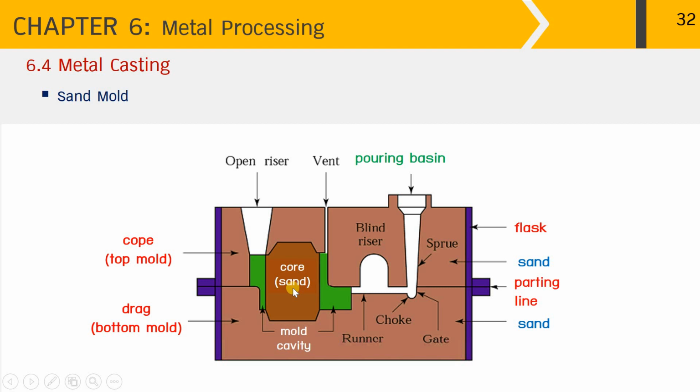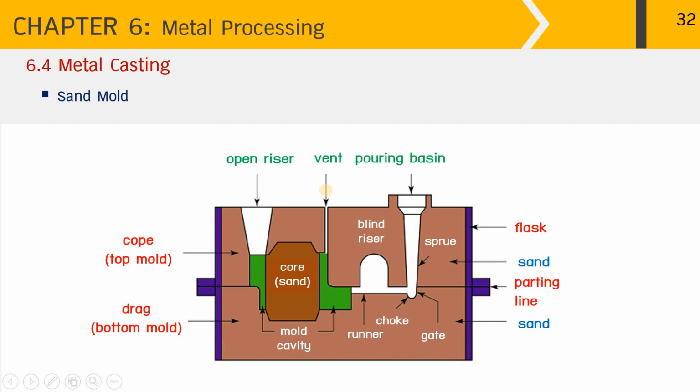Next are other empty spaces that are not part of the casting or the product. First, we start over here with the pouring basin, where the molten metal is poured through the sprue down here to the gate, then the choke and the runner before going into the mold cavity. Along the way there is a blind riser that feeds molten metal into the mold cavity. Once the mold cavity is filled, the molten metal rises up through the open riser over here. The molten metal in the open riser helps feed the mold cavity during solidification to compensate for metal shrinkage.